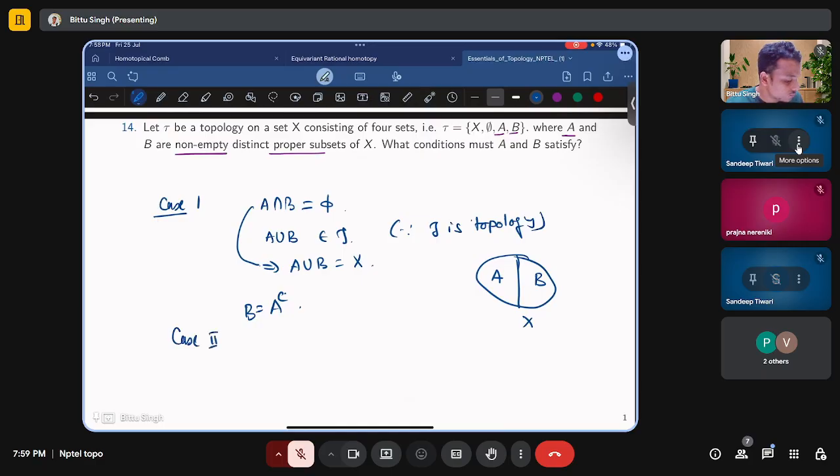Now case 2. Another case is A intersection B is non-empty. Then what are the choices? Can A intersection B be X? Is it possible? This is not possible because A and B are proper subsets of X. So for A intersection B, there are two choices: either A intersection B is A, or A intersection B equals B.